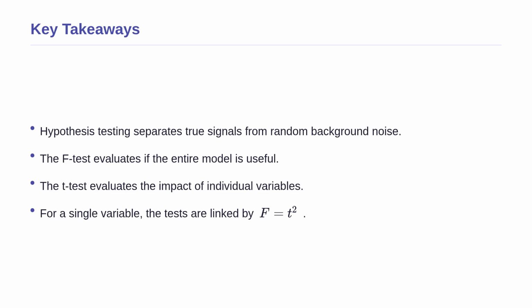To wrap up our lecture, let us review the most important ideas we have covered. First, hypothesis testing in regression is the ultimate gatekeeper. It allows us to separate true signals from random background noise. Second, we use the overall F test to evaluate if the entire model is useful, comparing explained variation to unexplained error. Third, we use the individual t-test to evaluate the specific impact of individual variables.